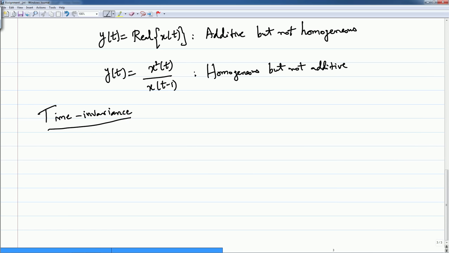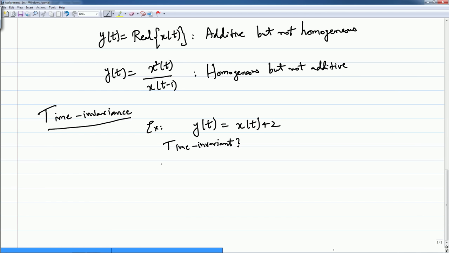So, I am going to start with a very simple example. Look at the system we had in one of the earlier questions, y of t equals x of t plus 2. We saw that it was non-linear, and ask the question whether it is time invariant or not. Is this time invariant or time variant? So, how does one solve such questions?